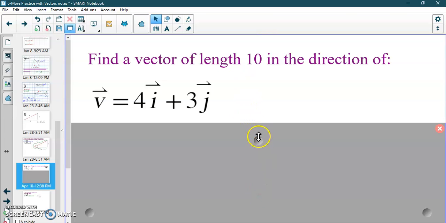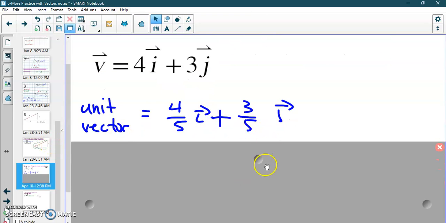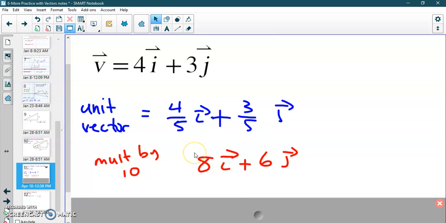So we're going to take our unit vector. We already found that we took the magnitude of our original vector and divided the components, those coefficients for i and j, by that magnitude, so we got 4 over 5 and 3 over 5. Now if that's our unit vector of length 1 and we want length 10, we just multiply these two by 10. Once everything's simplified, we end up with 8i plus 6j.